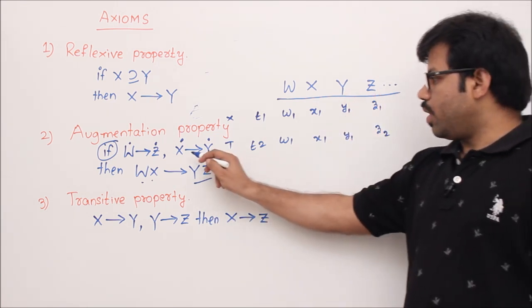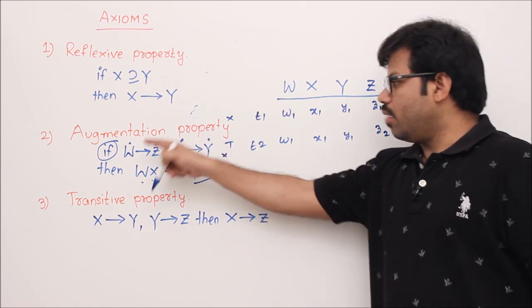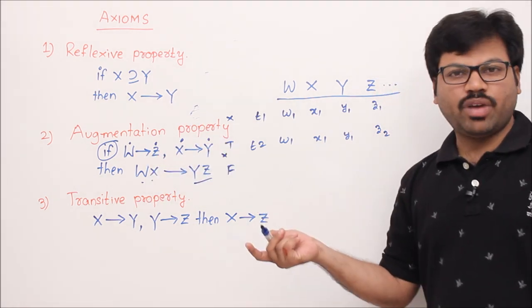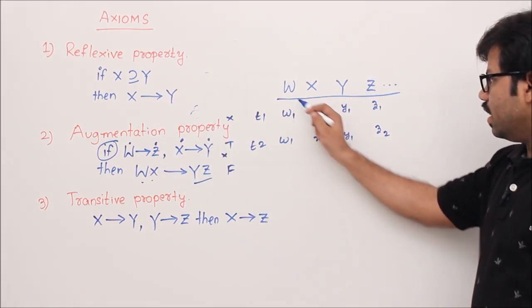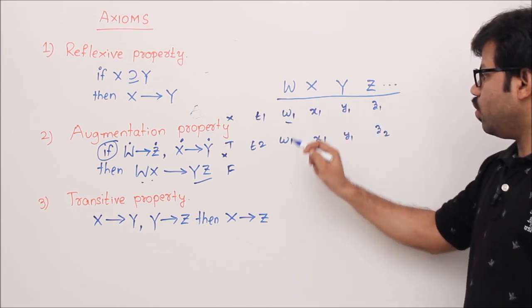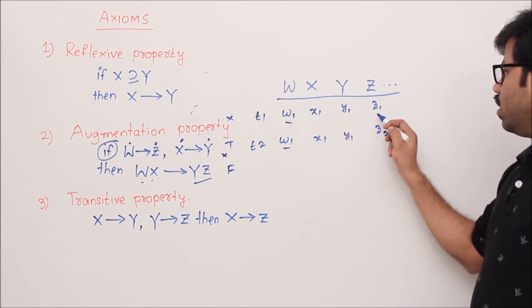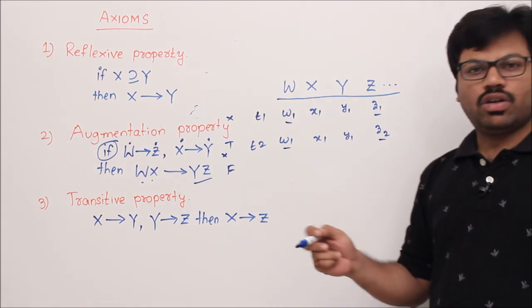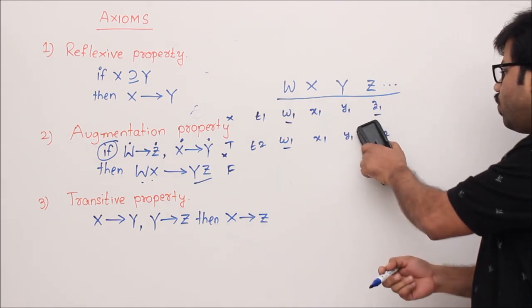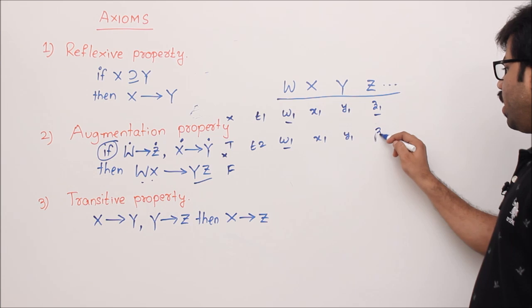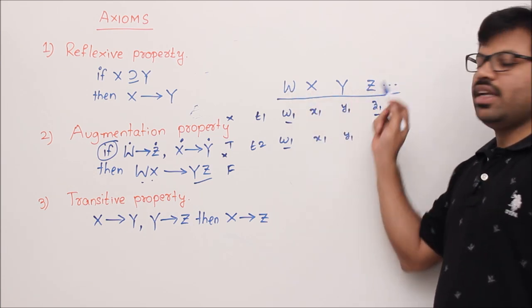Before that, these premises should be true. What are they? W should determine Z, X should determine Y. Is W really determining Z? Check it out. w1, w1, if they are equal, these two also should be equal. But no, right? They are not equal. For that we have to make it equal. Why? Then only W determines Z.